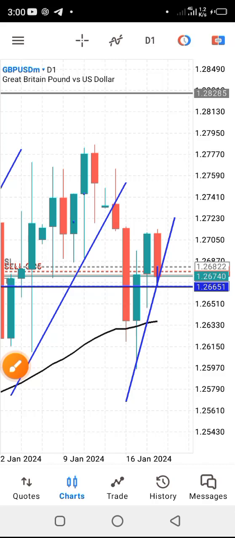So currently I'm trading GBPUSD, and I want to just give you my analysis behind the trade entry. Okay, so top down analysis, I started from the daily time frame.